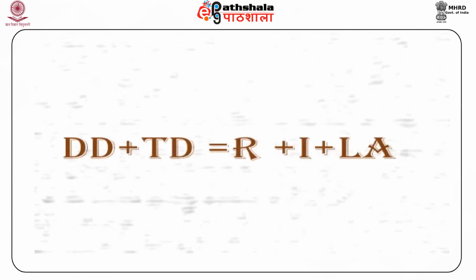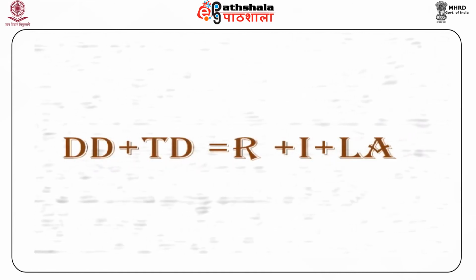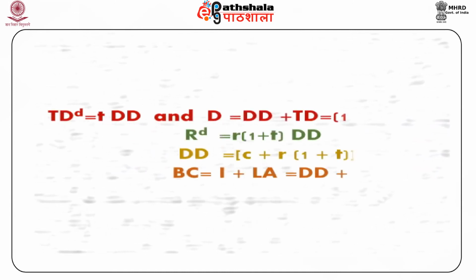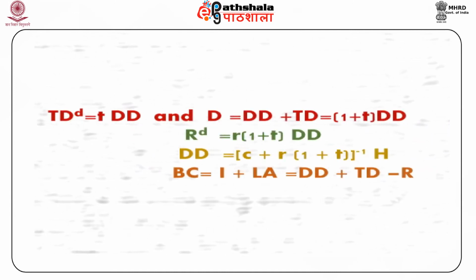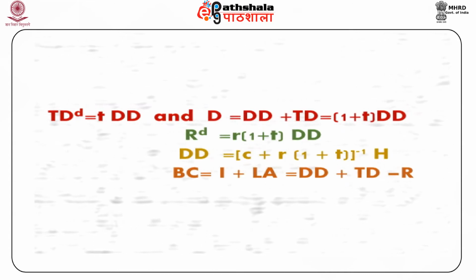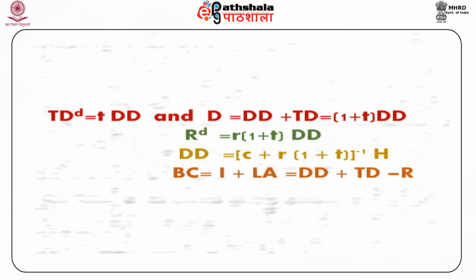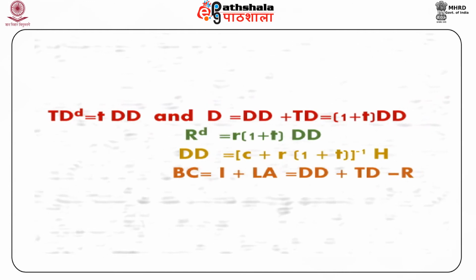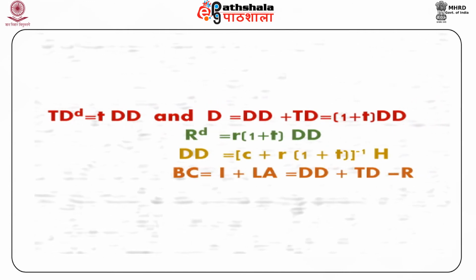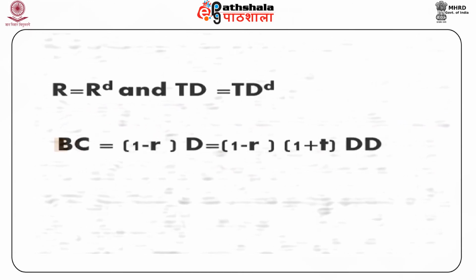The consolidated balance sheet of all banks can be expressed as follows. We assume that the net worth of banks, which is a liability item, is equal to and offset by physical assets, which is an asset item. All liabilities to the public are in the form of deposit liabilities DD and TD. It can be written as, we have an equilibrium.